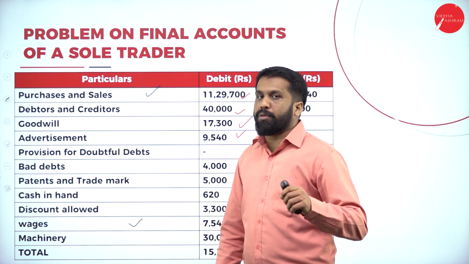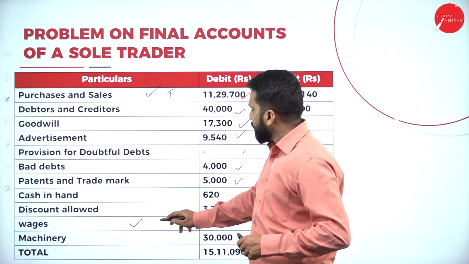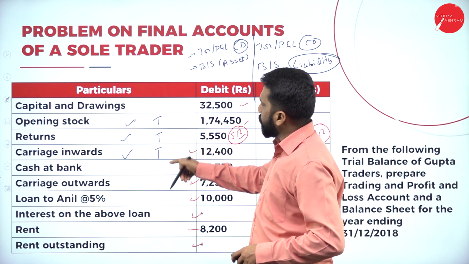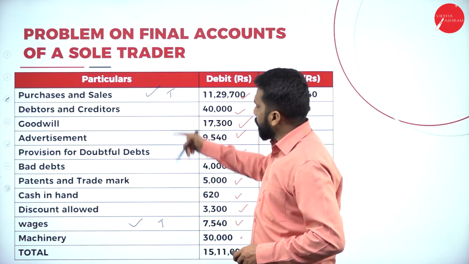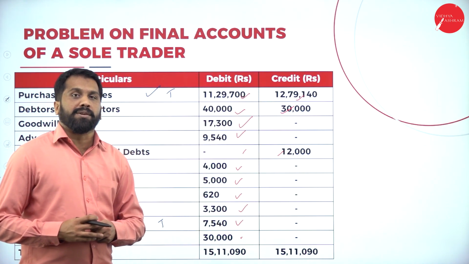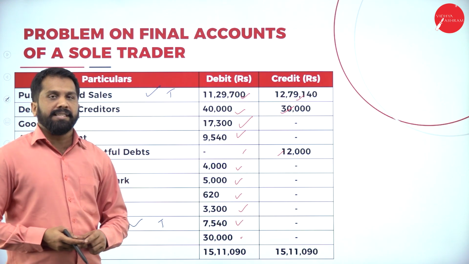Whichever I am writing in blue pen comes under trading. So these are the trading items, 1, 2, 3, as well as 4 and 5. These are called trading. What is your first account? Trading account. Under trading, we should consider these things.